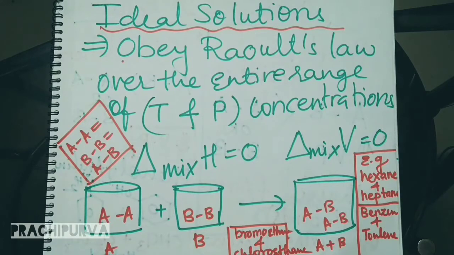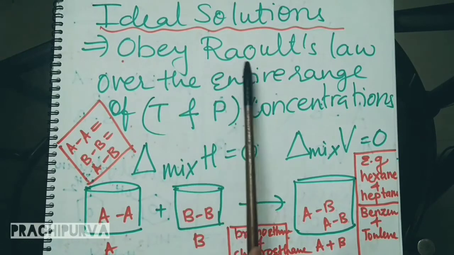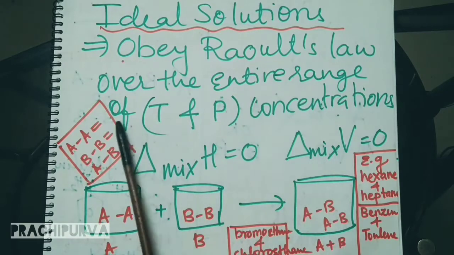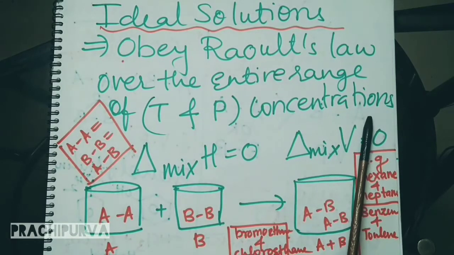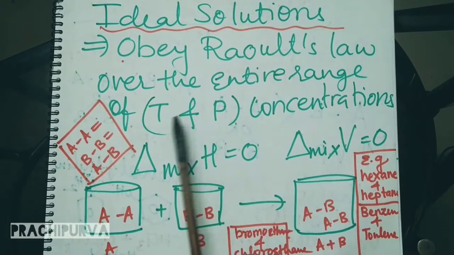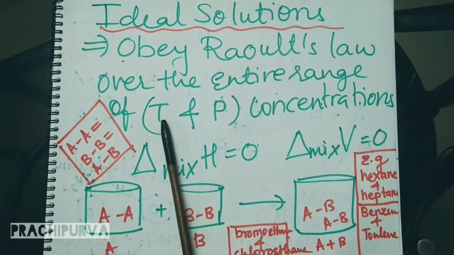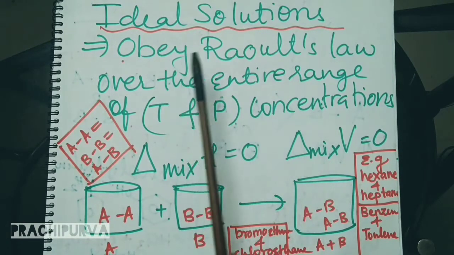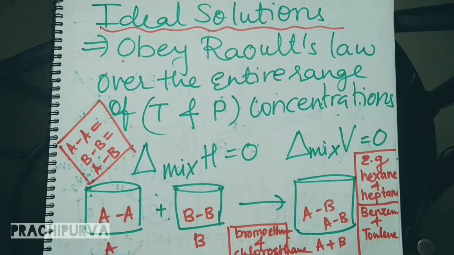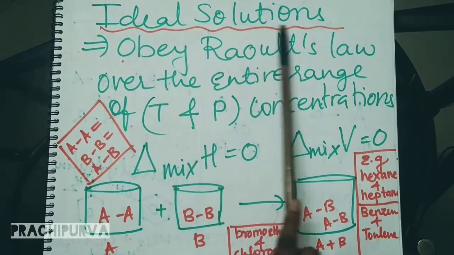So let's start with ideal solutions. Now what are ideal solutions? Here we are considering liquid in liquid, that is two liquids together. So the solutions which obey Raoult's law over the entire range of concentration. This is important: concentration. It's not about temperature and pressure all the time, it's mainly about concentration. So if Raoult's law is applicable over the entire range of concentrations for a solution, that solution can be called an ideal solution.